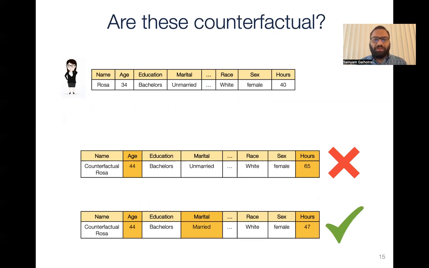Consider a counterfactual Rosa who has age equals to 44 and number of working hours equals to 65. This instance is generated by the techniques that assume independence of attributes. Now suppose Rosa has a preference that she wants to get married when she turns 40 and does not want to work more than 50 hours. If this is the case, we can never have a counterfactual Rosa who has age equals to 44 and number of working hours equals to 65.